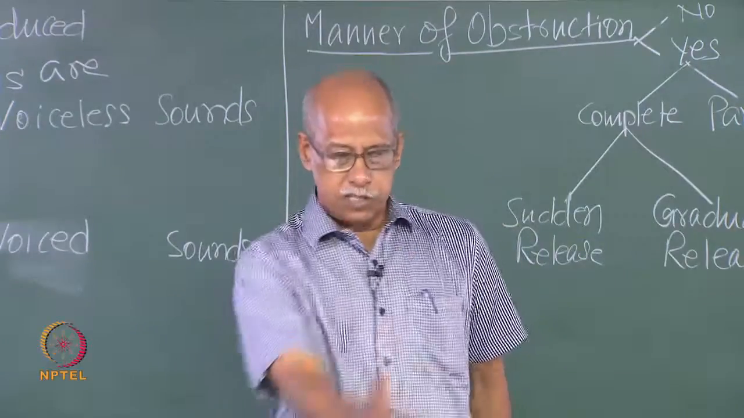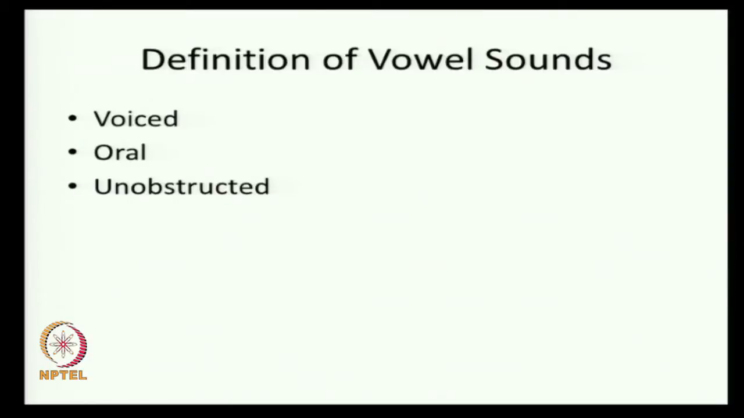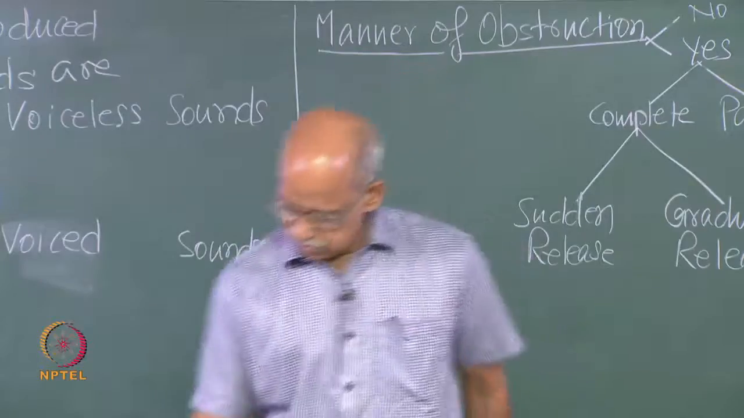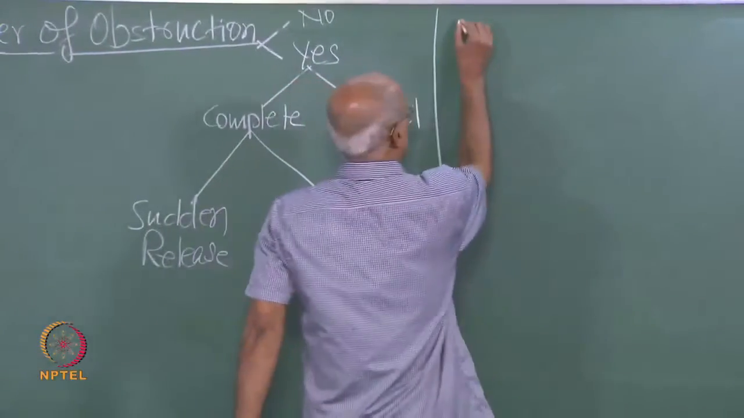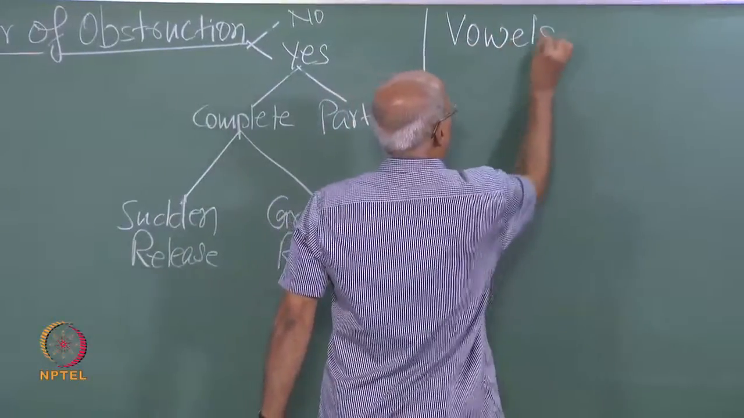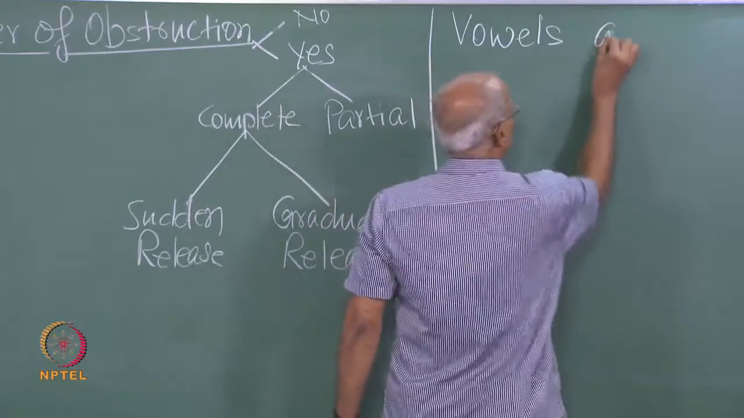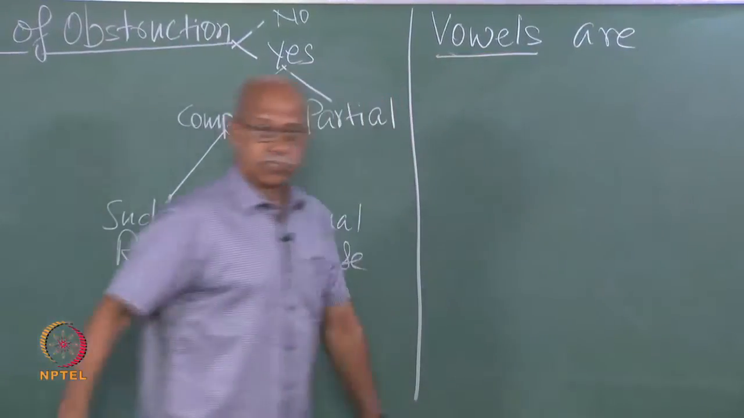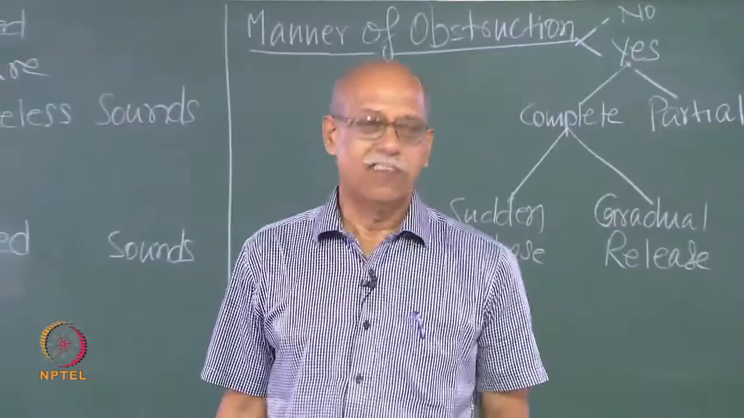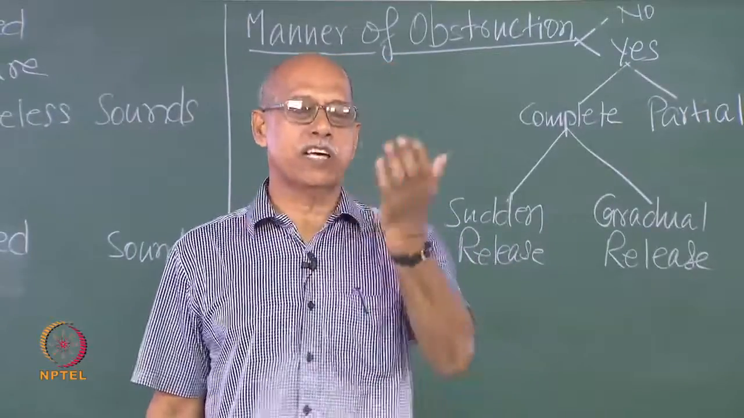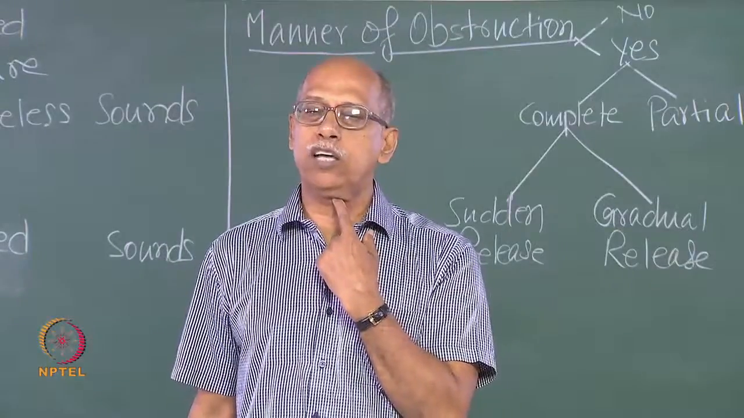The first major classification is, please write, vowel sounds. What are vowel sounds? Vowel sounds are those sounds which are... Vowel sounds are, number one, what do you say, voiced or voiceless? Voiced. You just say it. Keep your finger here and follow me. Say, I, U, E, O, I.